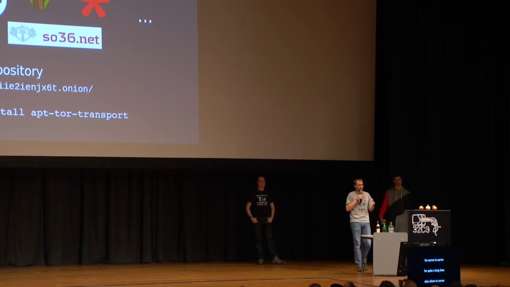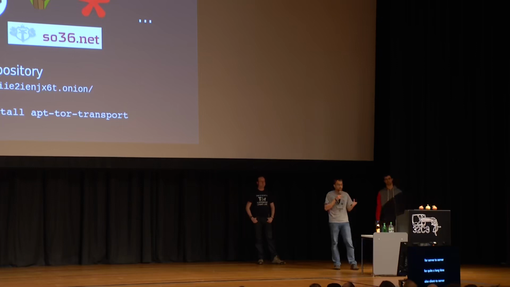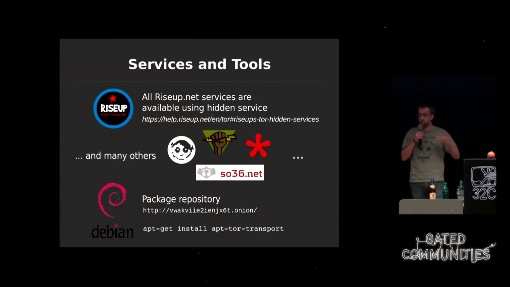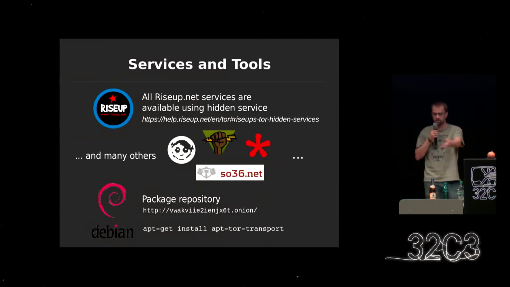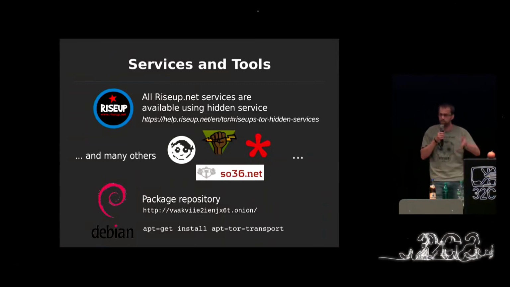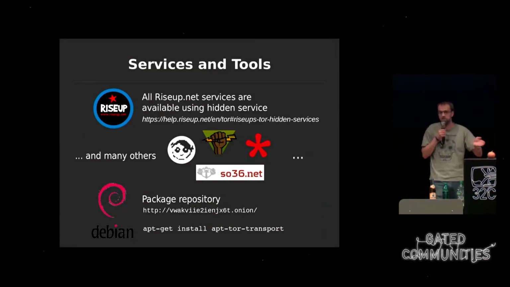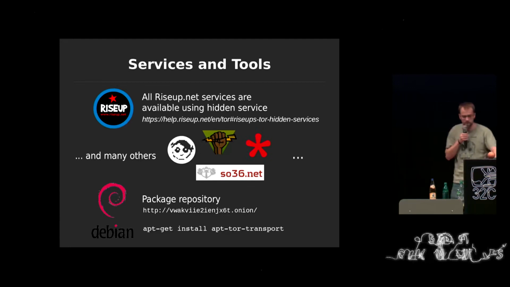Another neat thing that happened very recently is that Debian created a package repository, and now you can use an onion address to update your Debian system. You use this amazing package, apt-transport-tor, and you can update everything through an onion address. It will detect it automatically.